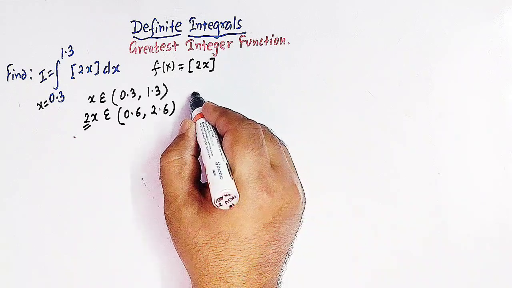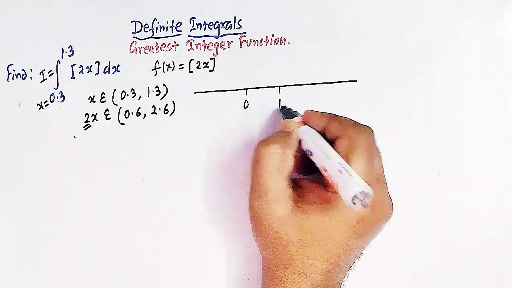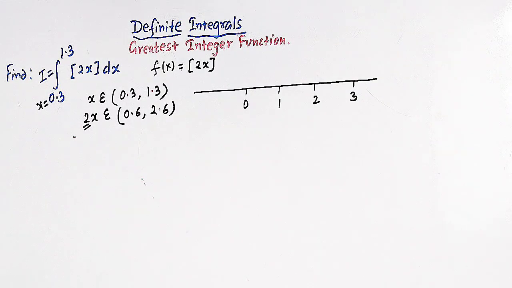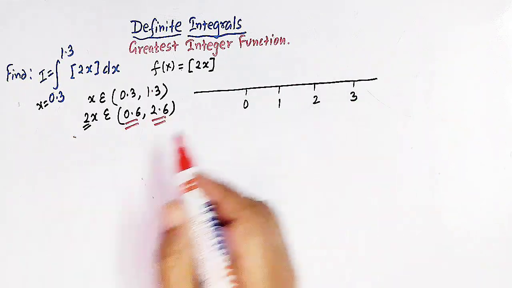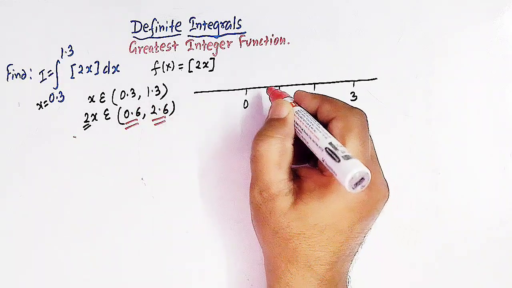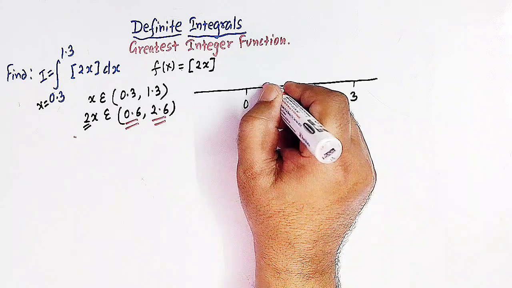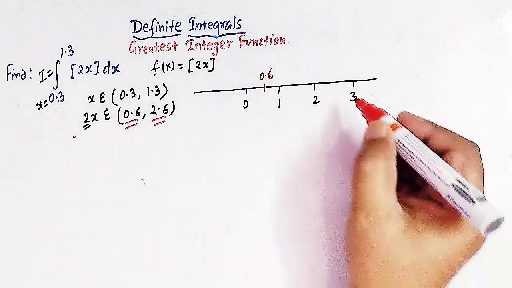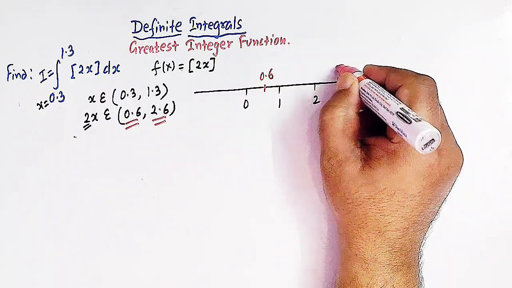So now here we can draw the real number line, and here we have 0, here we have 1, here we have 2, and here we can take 3, right? Now let us represent these two numbers on the real number line, right? Now 0.6 lies somewhere between 0 and 1, and here we have 0.6, right? And 2.6 lies between 2 and 3, and 2.6 lies somewhere here, right?